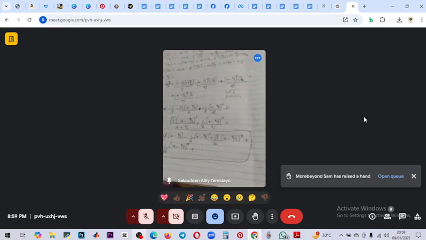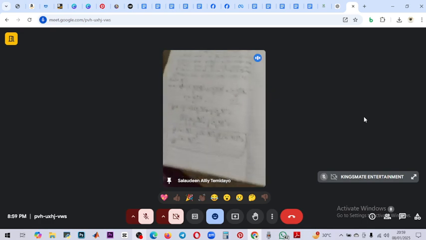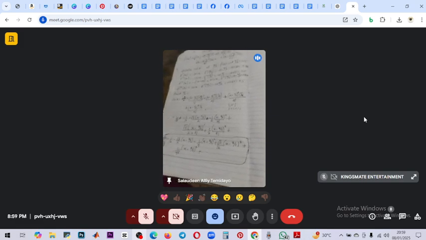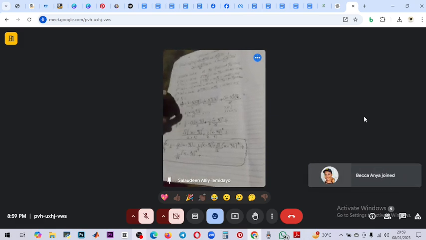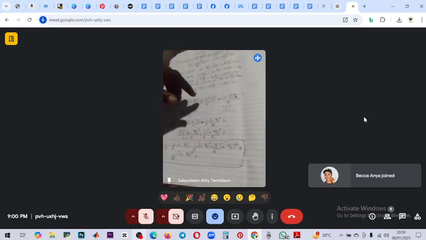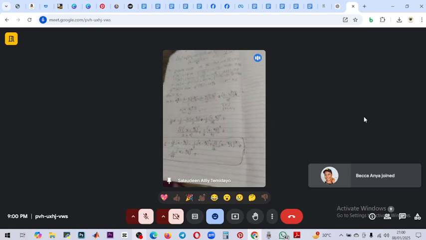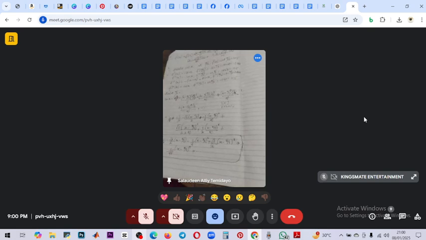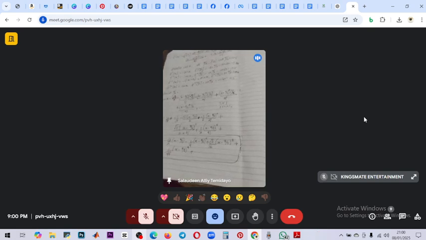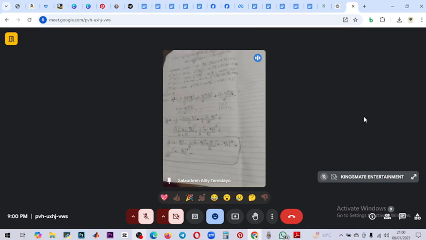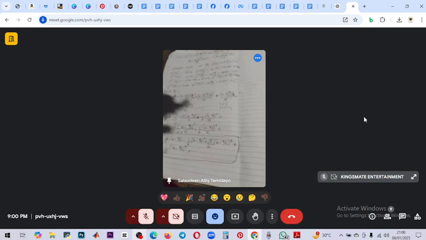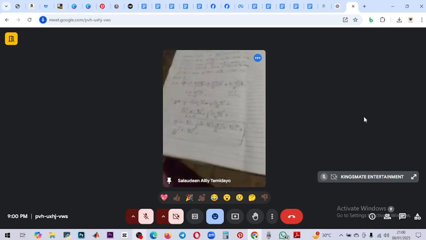Now, the Taylor series cannot be used in most cases to expand stuffs because the Taylor series is always at a particular point. So what if I want to expand something now? Becca, Anya, you raised your hand. Okay, she joined. So what if I want to expand something and I'm not given the particular point? And that's a normal function that I'm willing to expand, like expand sin x. That is when we now leave Taylor's series.